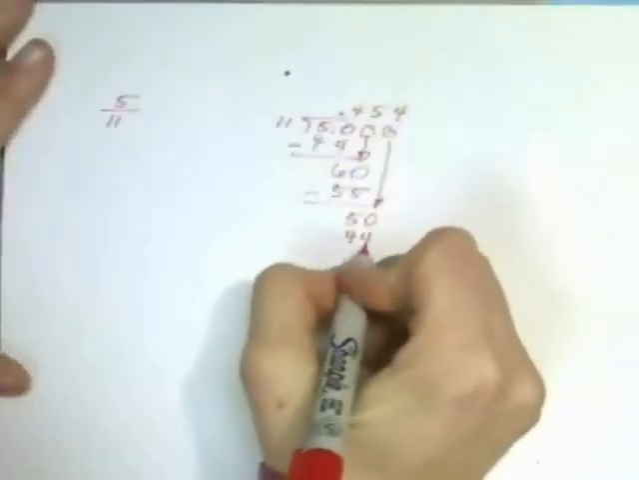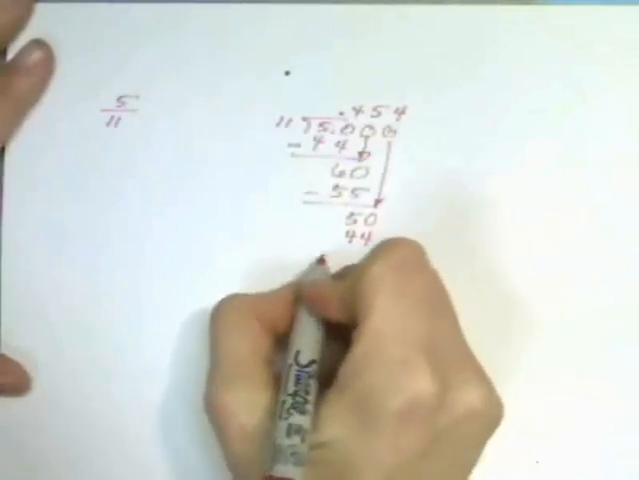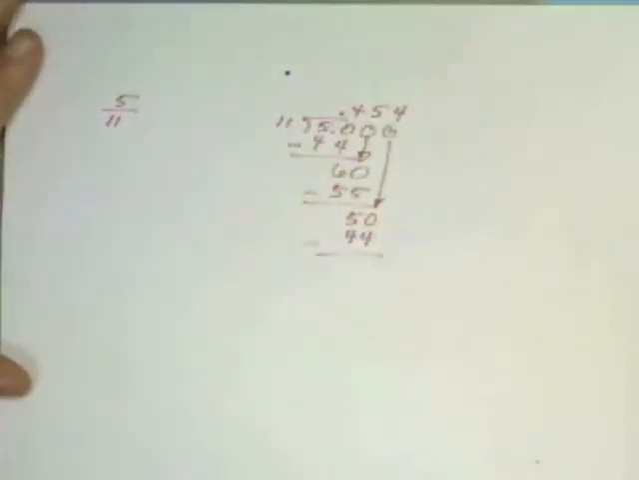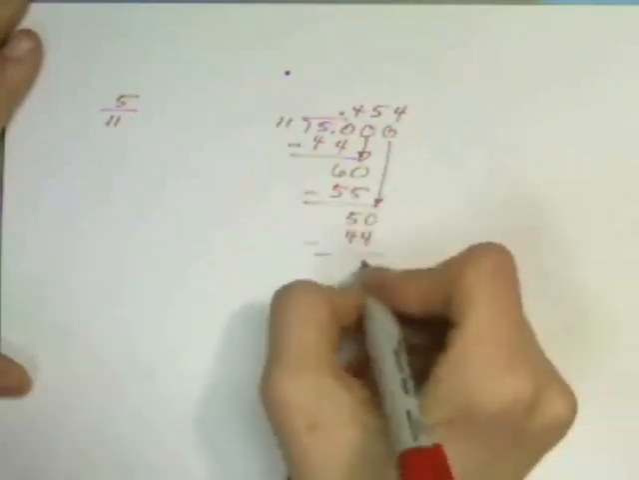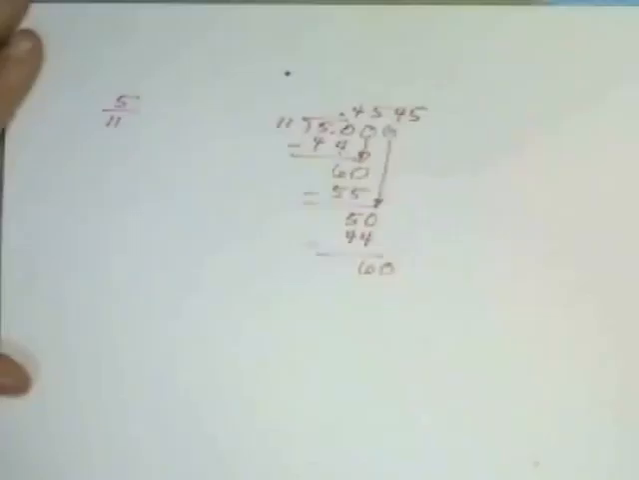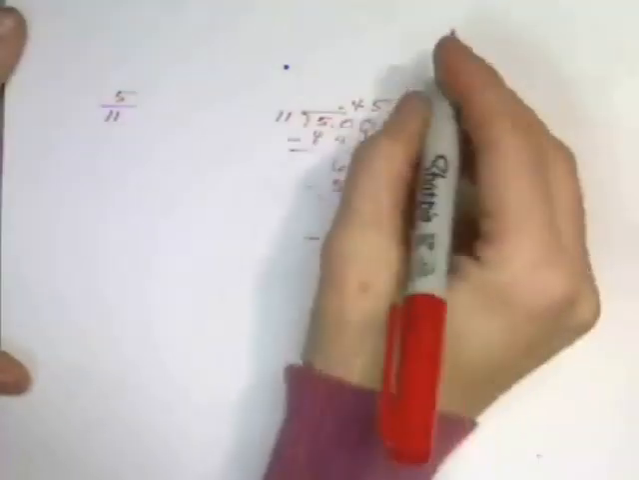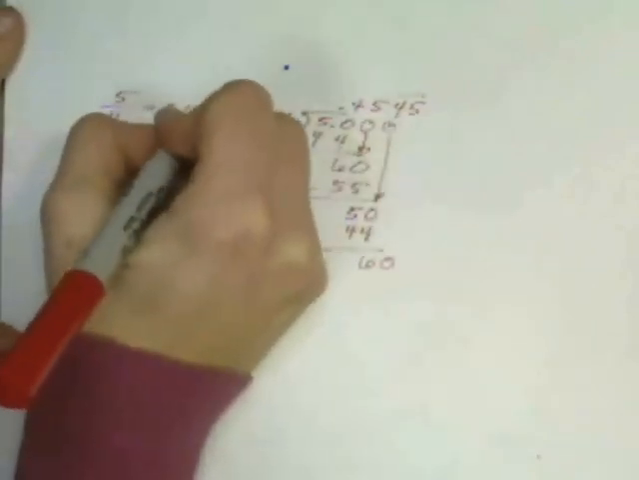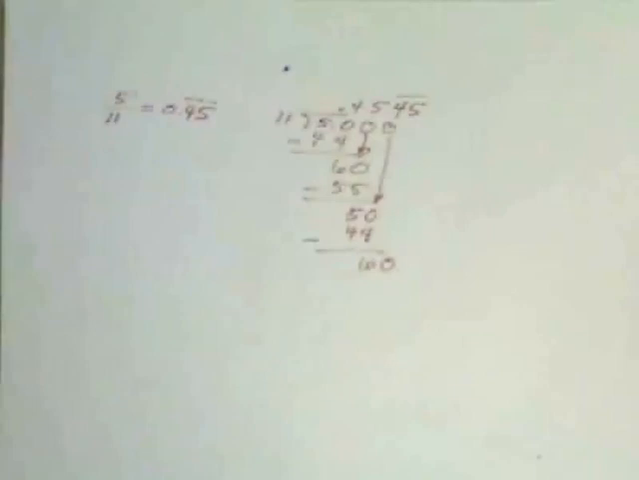Getting a 4 again. Once again, we're starting to get a pattern, aren't we? So we're going to get 5 again, because with that 60, we can see that we're starting to get a repeat. So what you do is you put the line over the repeating digits. So we'll say 5/11 is equal to 0.45 repeating, or 45 hundredths repeating.